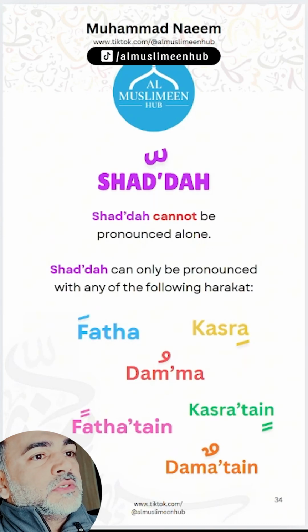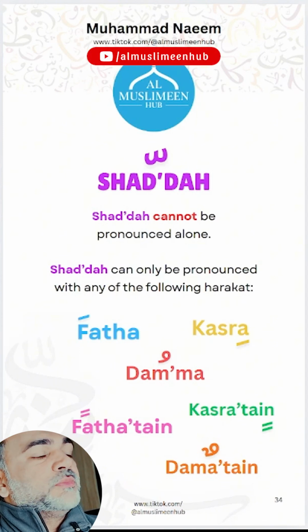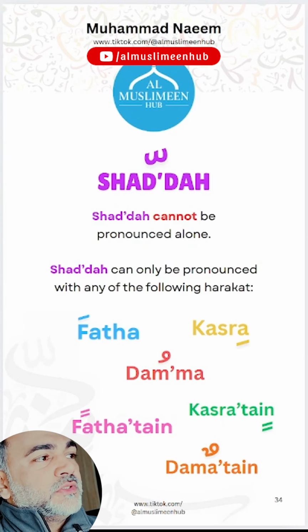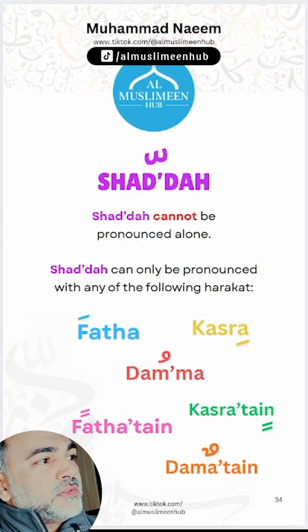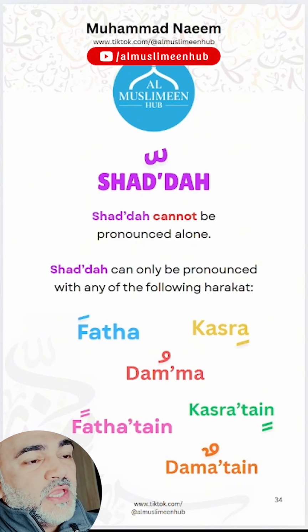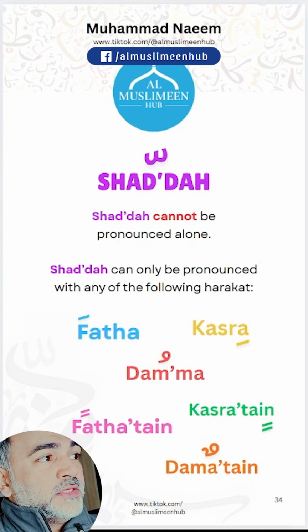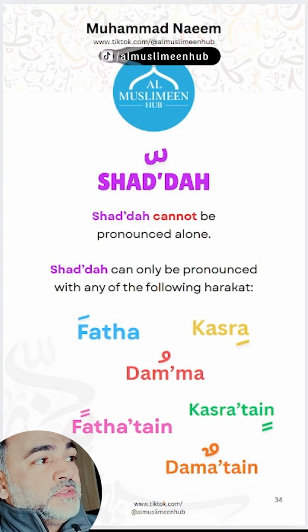So now let's progress to shadda, and as you can see here on the screen, shadda cannot be pronounced alone. If you see shadda standing on noon, it has nothing to do with pronunciation. To pronounce the shadda, the previous alphabet must have any kind of harakah. It can be fatha, or kasra, or dhamma, or kasratain, fathatain, dhammatain. It depends what is the previous alphabet and what kind of harakah is present on them. Then you blend, then you merge.